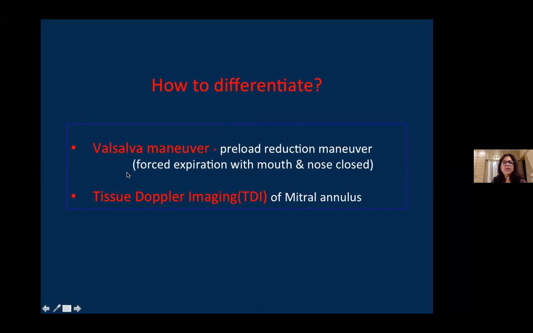So one is the Valsalva maneuver, where we ask the patient to do forced expiration with mouth and nose closed, like the way we strain on stool. That maneuver is called Valsalva maneuver, and that reduces the preload. Another is with the help of tissue Doppler imaging of the mitral annulus. First, let us see how Valsalva maneuver changes the mitral flow pattern.